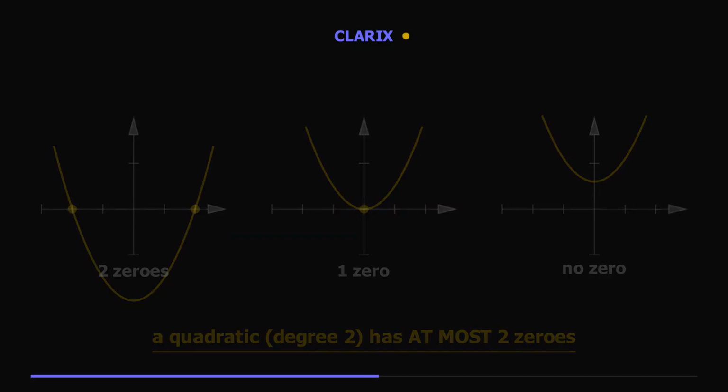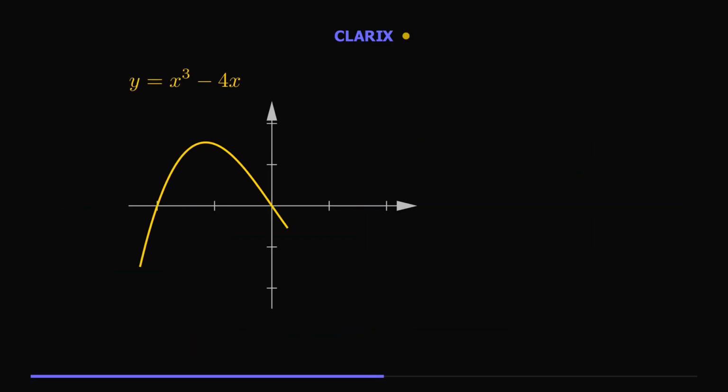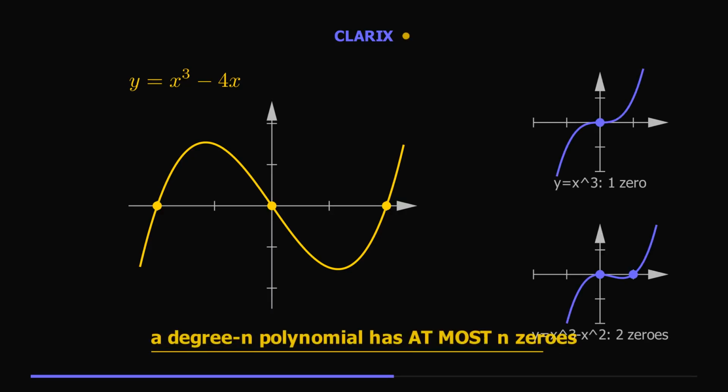That's the headline. Let's go one degree higher. A cubic like y equals x cubed minus 4x. Its graph is a wavier curve, and this one crosses the x-axis at 3 points, x equals minus 2, 0, and 2, so 3 zeros. Other cubics might cross fewer times. y equals x cubed touches at just one point, one zero. y equals x cubed minus x squared crosses at 2. But a cubic never crosses more than 3 times.